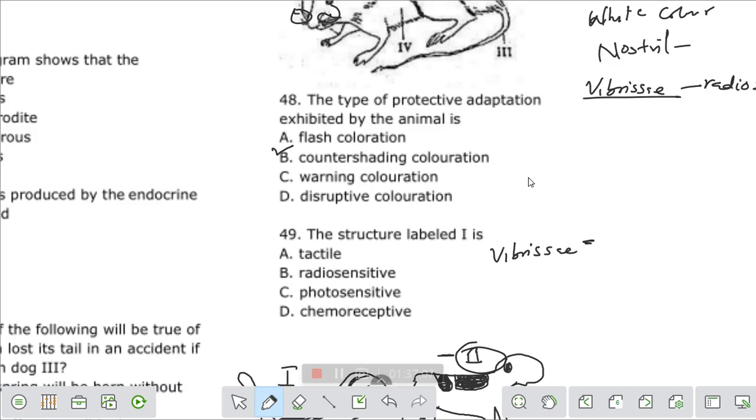I don't see the 50th question. The last question there, I couldn't find the last question there. So that's for tonight's class.